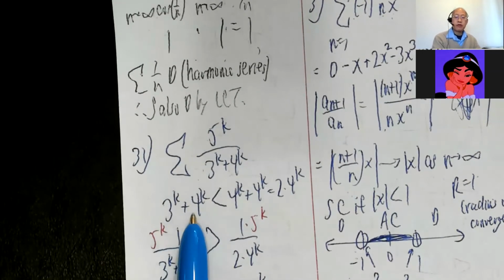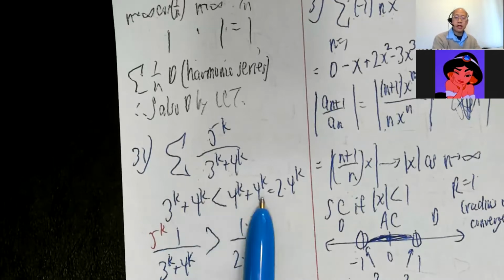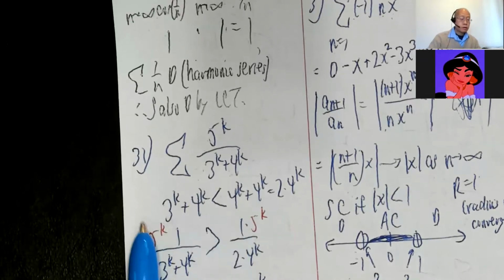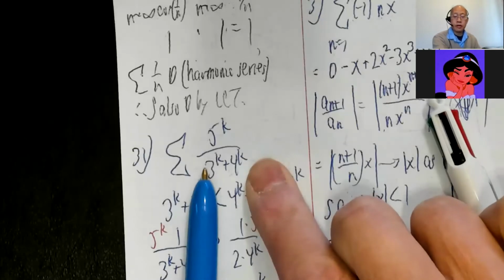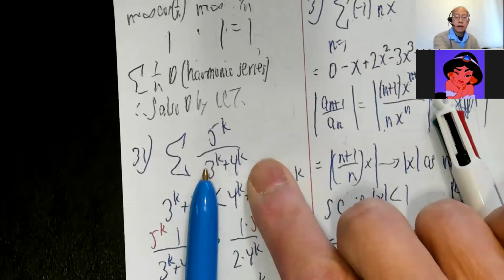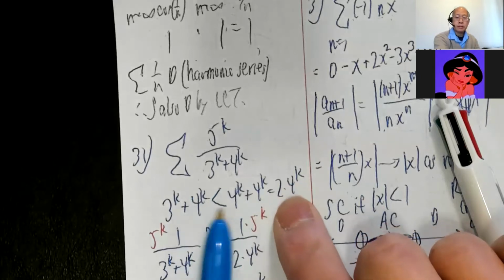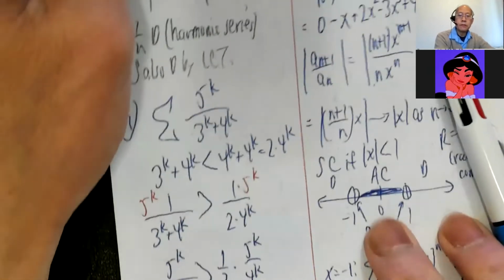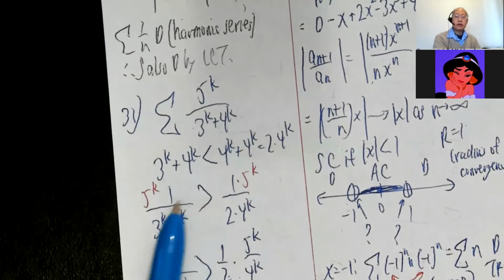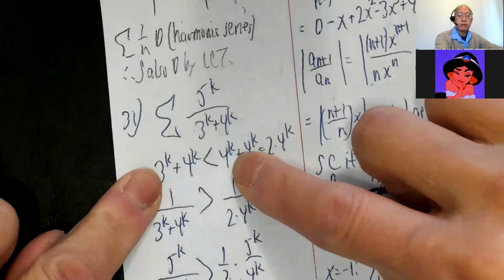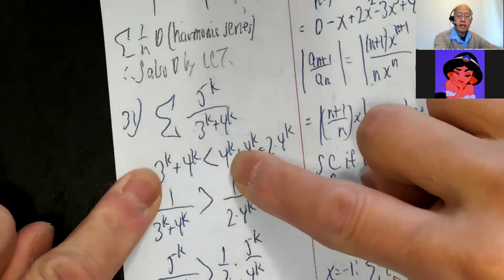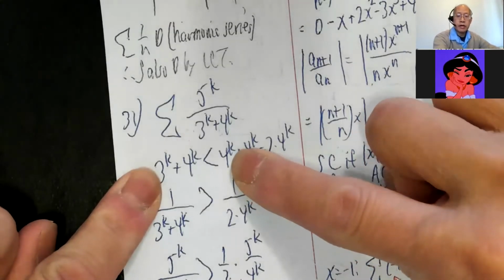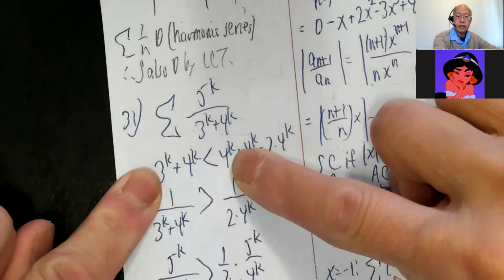3 to the k plus 4 to the k is less than 4 to the k plus 4 to the k. So 3 to the k is certainly less than 4 to the k. I add 4 to the k to both sides, and this can be written as 2 times 4 to the k. Then I do the reciprocal. So by the reciprocal rule, 1 over 3 to the k plus 4 to the k is greater than 1 over 2 times 4 to the k.